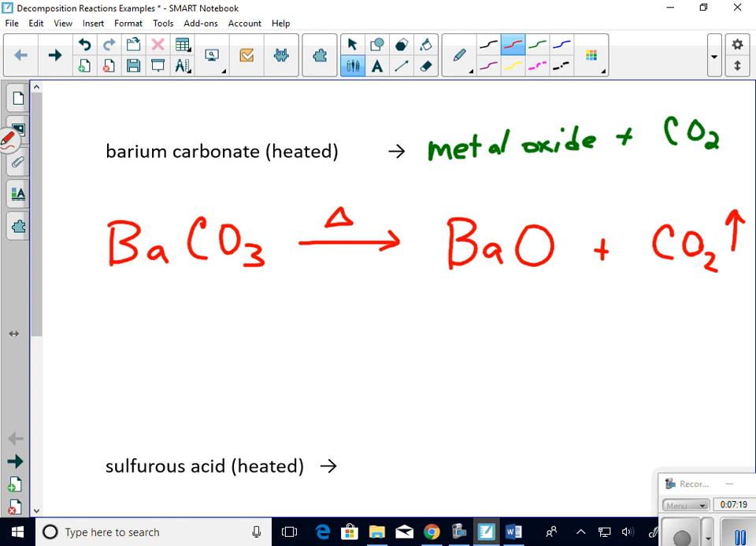Okay. Now I look through this and say, do I have a balanced chemical equation? Yes, I do. So I have now completed the decomposition number 1 reaction of barium carbonate.